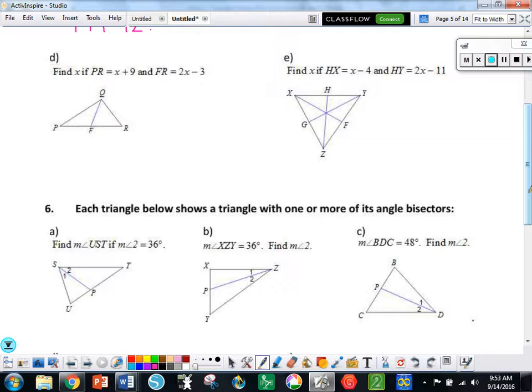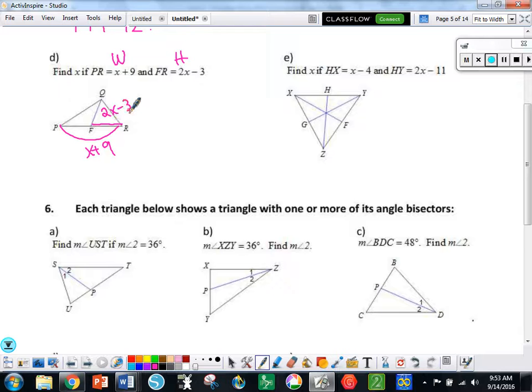Let's throw some variables in now. We're going to come about it almost the exact same way, except we're going to take a little bit more algebra to get us where we want to be. So on this question, find x if PR, now really quick, PR is that a half or a whole? That's the whole. It is x plus 9. And FR, half, is 2x minus 3.